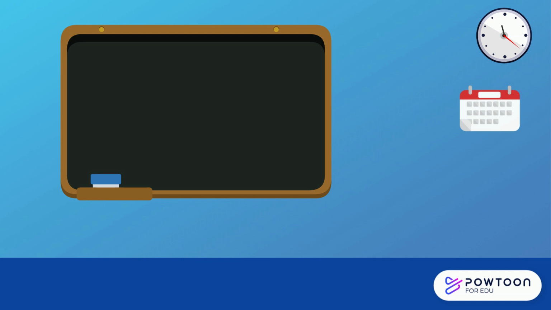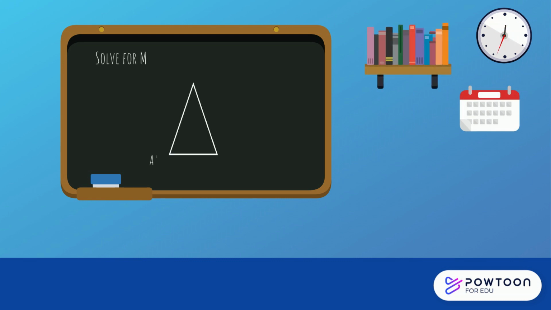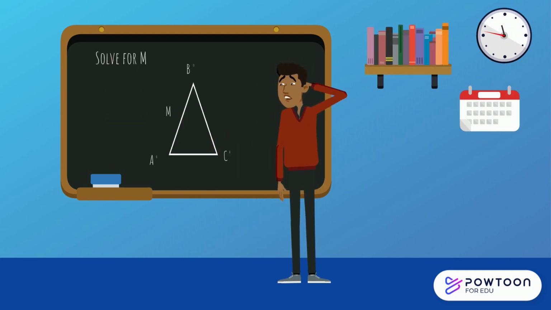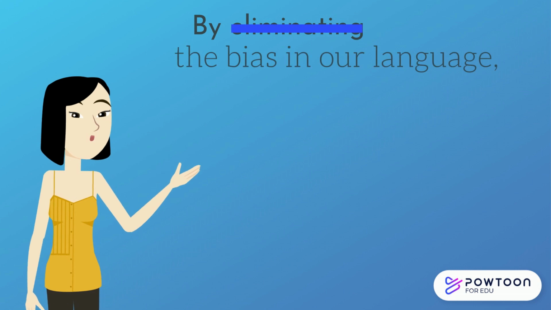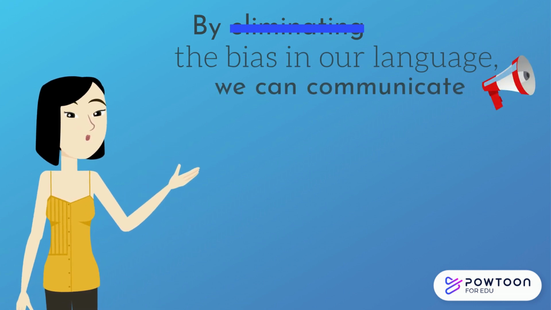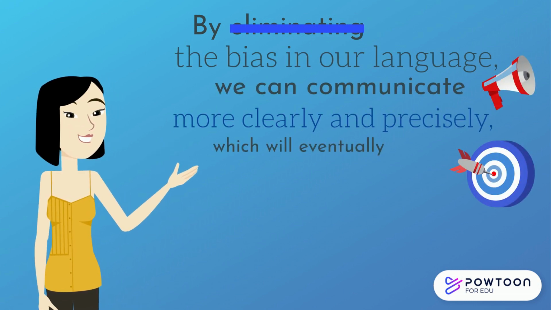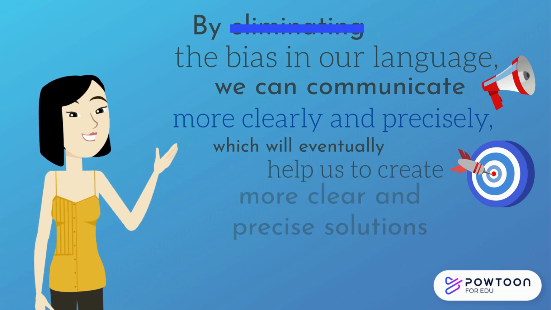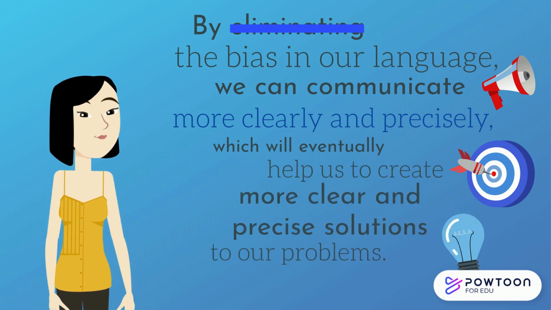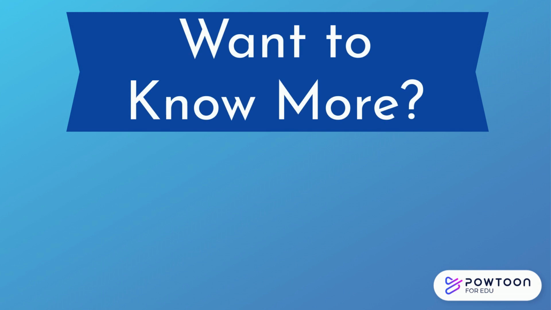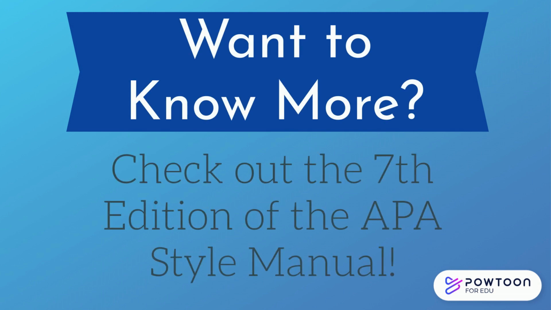It would be like trying to solve a math problem when you've only been given half of the information. And really, that's why using bias-free language is so important. By eliminating the bias in our language, we can communicate more clearly and precisely, which will eventually help us to create more clear and precise solutions to our problems. For more information on bias-free language, be sure to check out the 7th edition of the APA Style Manual.